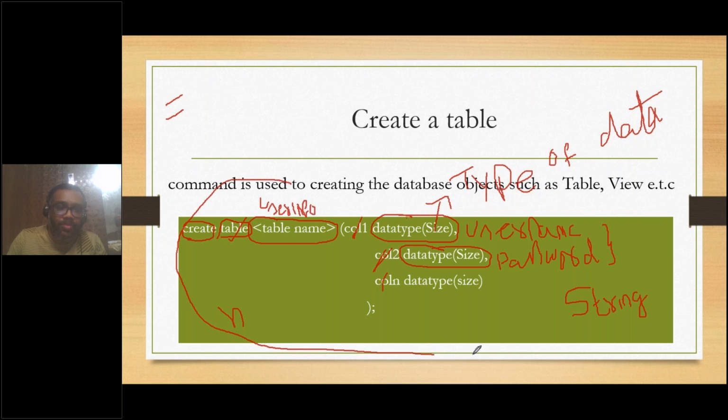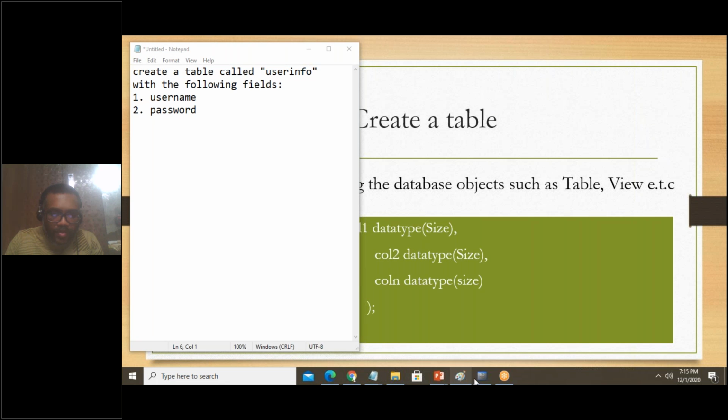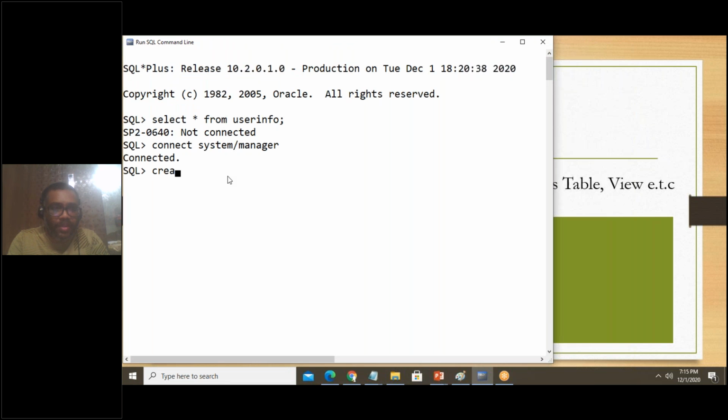Now let's create a table by using this syntax. So, SQL: create table. What is the name of the table? User info. Create table user info. You can press enter, or continue in the same line, no problem. First, username. This username is of which type? Varchar2, varchar2 of 20, comma.